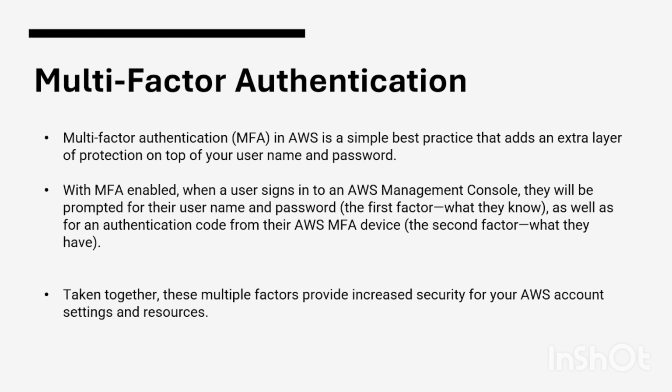As well as an authentication code, right? This is MFA, another security code, just like the OTP that we get now on our mobiles. So this is an additional authentication code, which is the second factor, that is what the user should have. If you have your mobile phone, you can get the OTP. This is similar to that, right? Taken together, these multiple factors provide increased security for your AWS account settings and resources. So obviously it is for an additional layer of security.